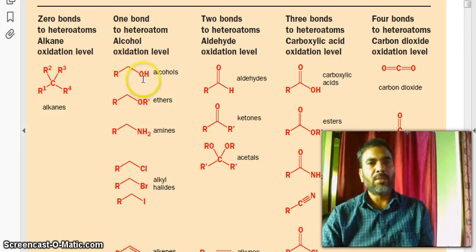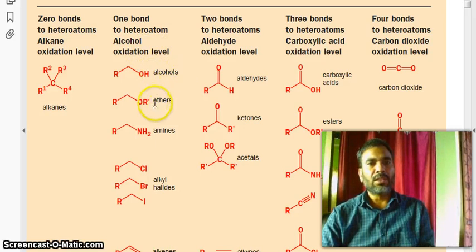Look at this carbon, one heteroatom. This carbon, one heteroatom. So this carbon is attached to one heteroatom. One bond to heteroatom: alcohol oxidation level.